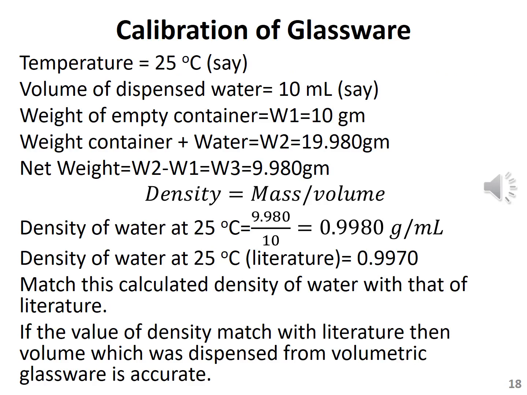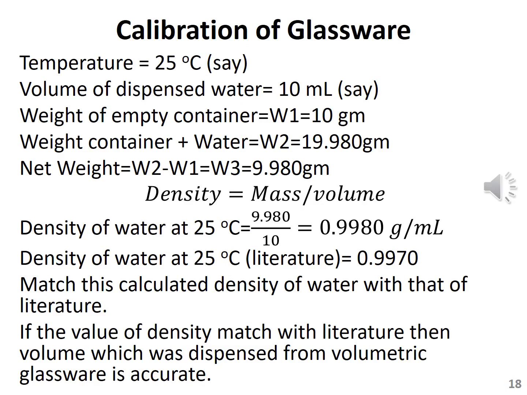So for the calibration of volumetric glassware, the glassware which we discussed in earlier slides, like volumetric flask, burette or pipette, using these glassware we dispense a specific amount of water, for example 10 ml, and we will also record the temperature of the water, for example 25 degrees Celsius, and after that we will weigh the empty container and the empty container with water.